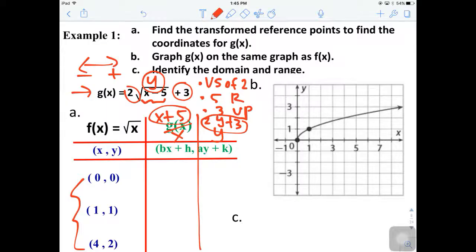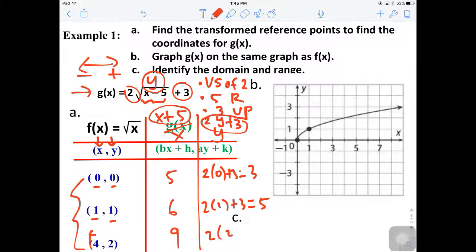So here's the x value. Here's the y. So the x part, I'm going to do 0 plus 5, which is 5. 1 plus 5, which is 6. And then 4 plus 5, which is 9. So I've got 5, 6, and 9. For the y value, I'm going to work with the y. So that's going to be 2 times 0 plus 3. That's just 3. And then we got 2 times 1 plus 3. That's 5. And then we got 2 times 2 plus 3.